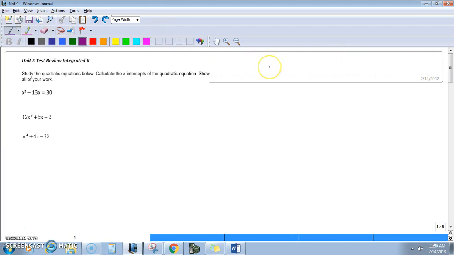Okay, intercepts, roots, zeros, and solutions all mean the same thing. So it doesn't matter how you do it. You can factor it and solve. That's one way, is to factor and then solve for the zeros. Another way that we learned is completing the square.